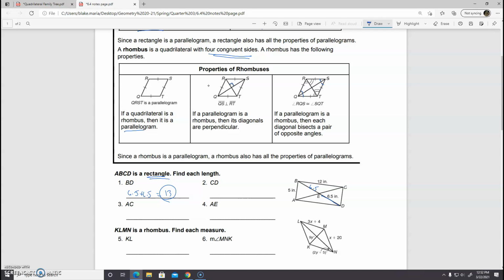CD, well, if AB is 5, CD is 5 because remember, a rectangle is a parallelogram. So opposite sides are equal. This is inches, by the way, sorry.